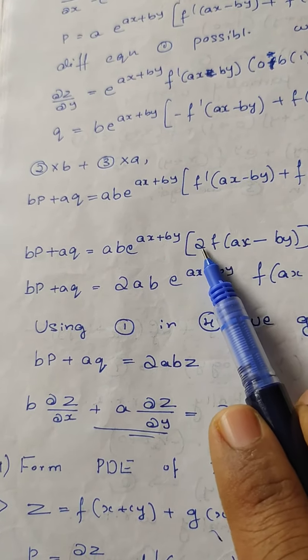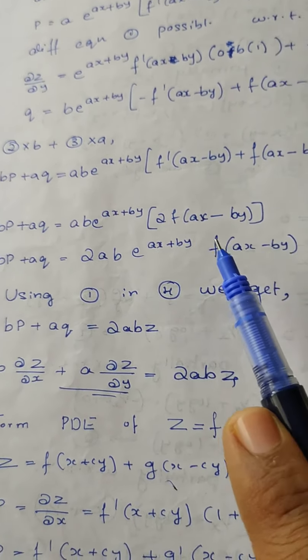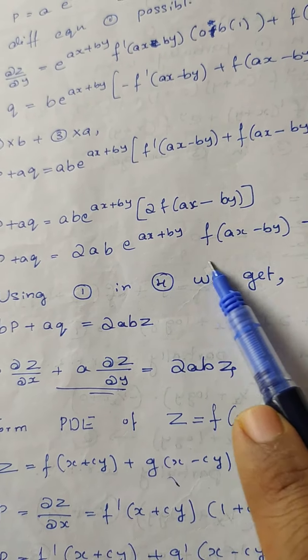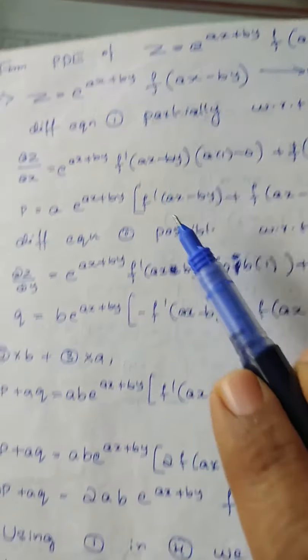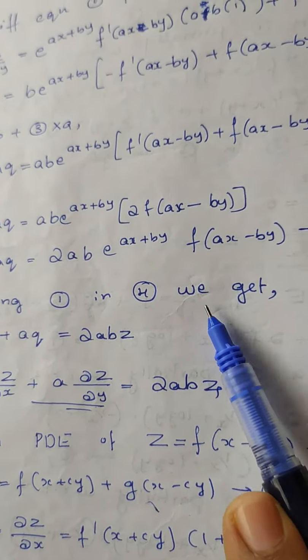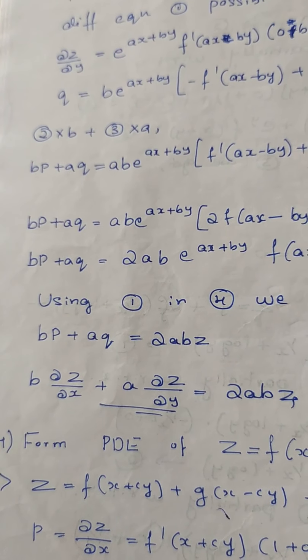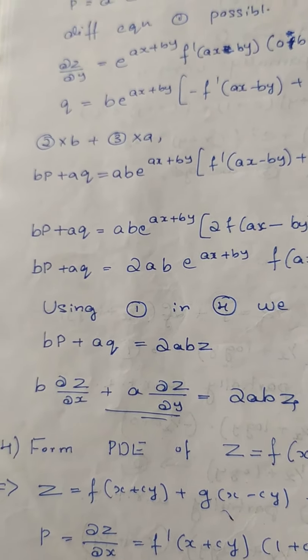Then take 2 outside from the bracket, then we get 2ab e power ax plus by into f of ax minus by. Actually e power ax plus by into f of ax minus by is your function z. We can write it as z. This one is z. Therefore, the PDE is bp plus aq is equal to 2 into abz.